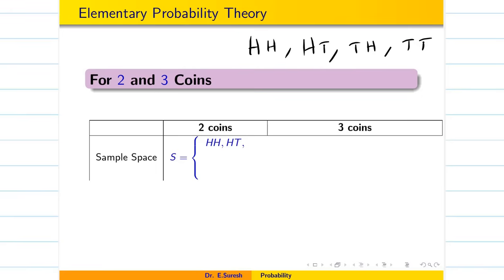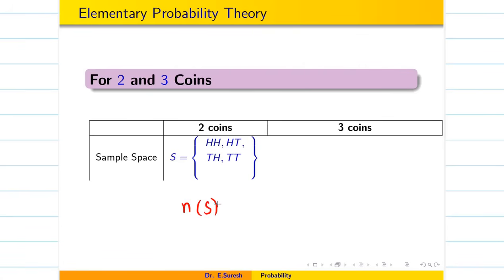Here it is very important that head tail and tail head are different, because in one the head is coming from coin 1 and the tail from coin 2, and in the other the tail is coming from coin 1 and the head is coming from coin 2. So it is very important to take all the combinations. So the sample space for 2 coins is this, and my cardinality is 4.